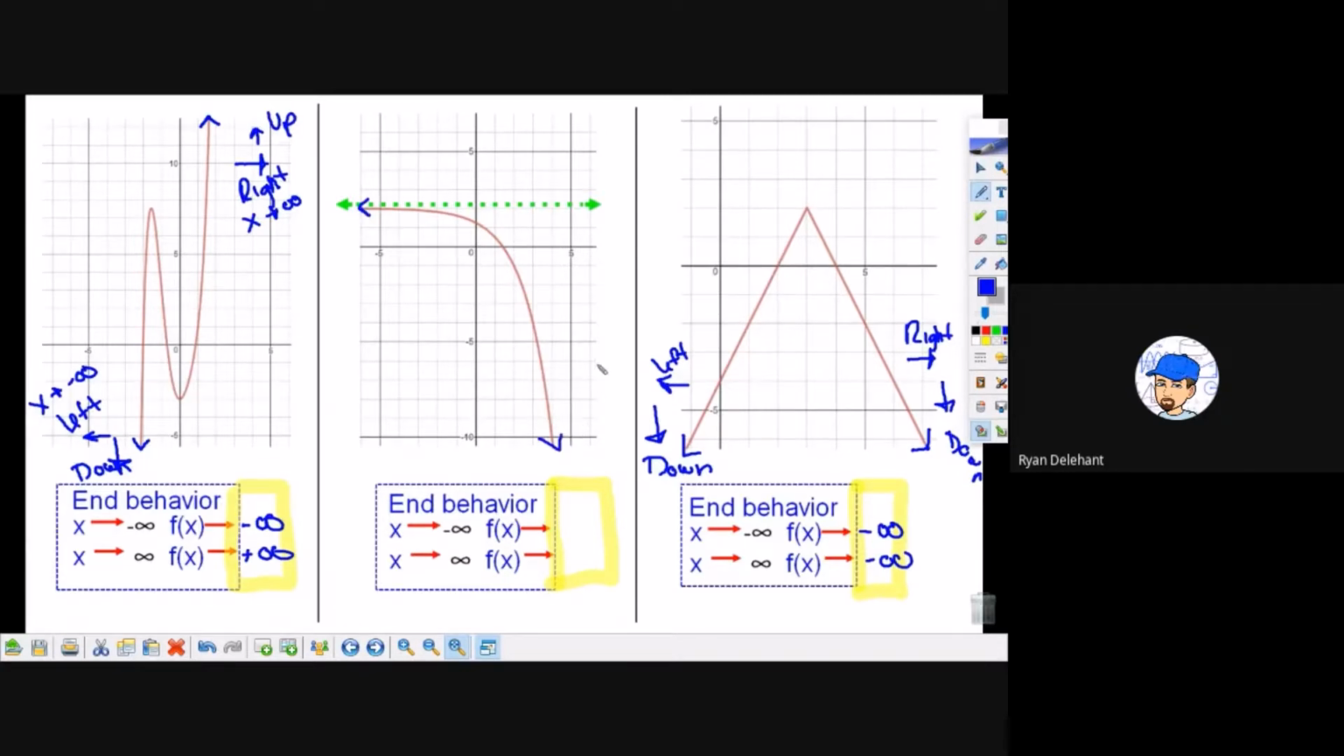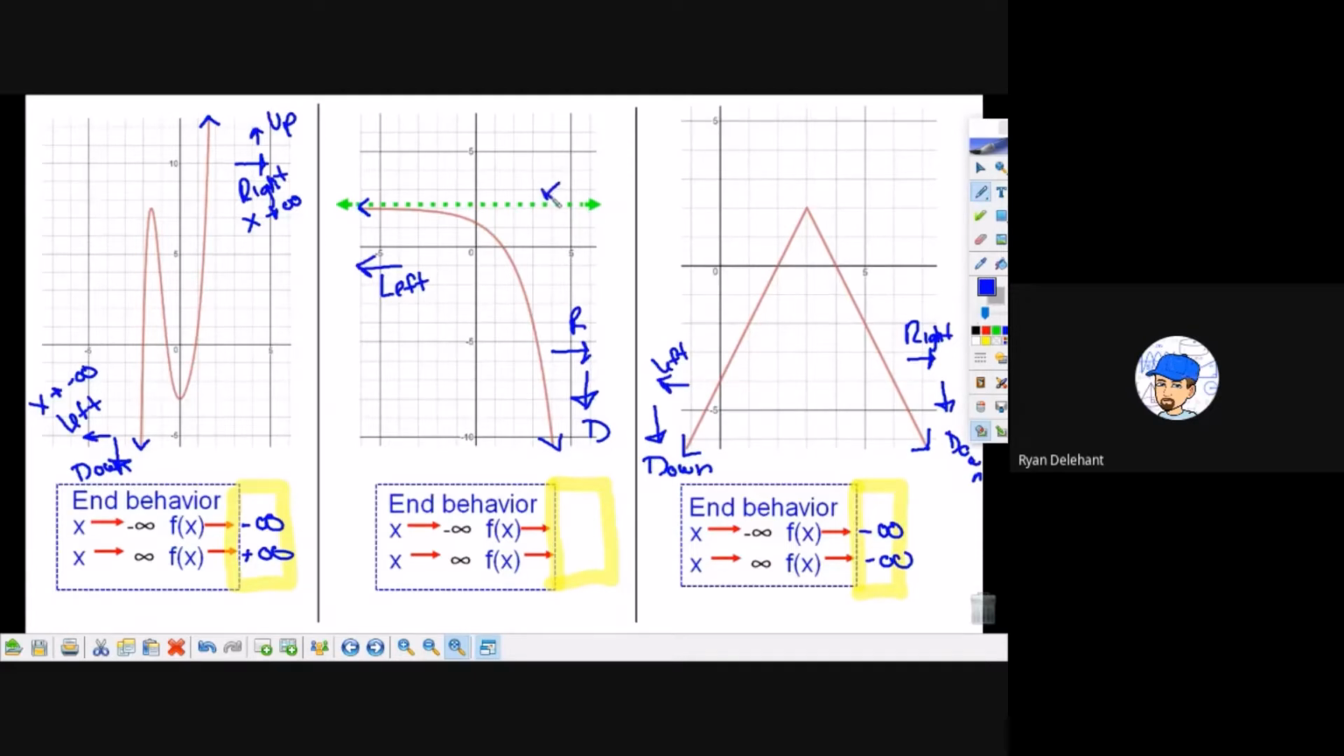This one right here is pretty straightforward. It goes to the right, and we see that the graph as it goes to the right is going down. But this is where the graph goes to the left. Is that one going to go up or down to infinity? And this one's weird because I've got this green dotted line in here.